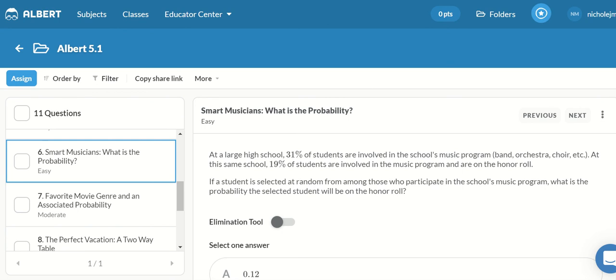So it's obvious that I am loving the conditional probability questions here. We are asked to actually calculate, and we want to focus on the question at hand here: what is the probability that the selected person will be on the honor roll? So you want to write it as honor roll.